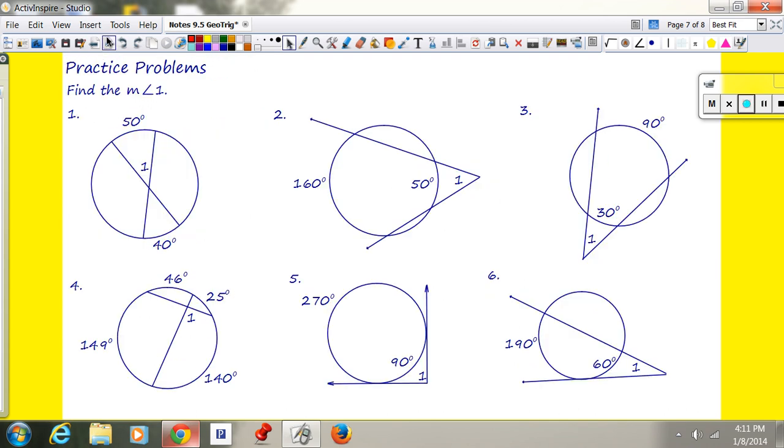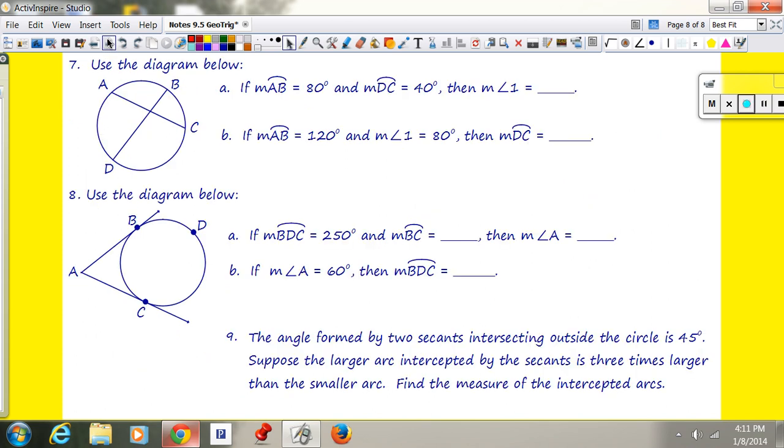All right, and don't forget your practice problems. Very important. There's some of them there. They're on your paper. And there's some of them there. They're also on your paper. But don't forget to get those done.